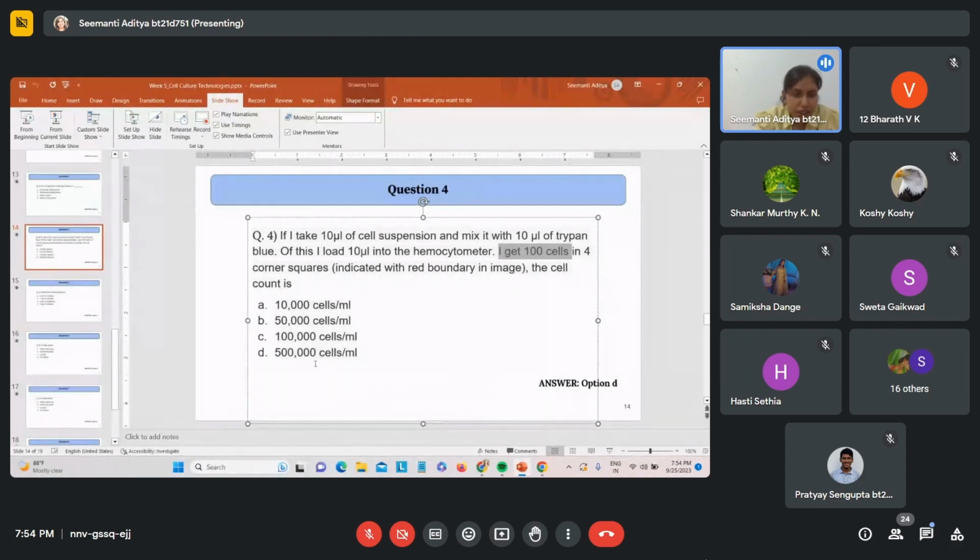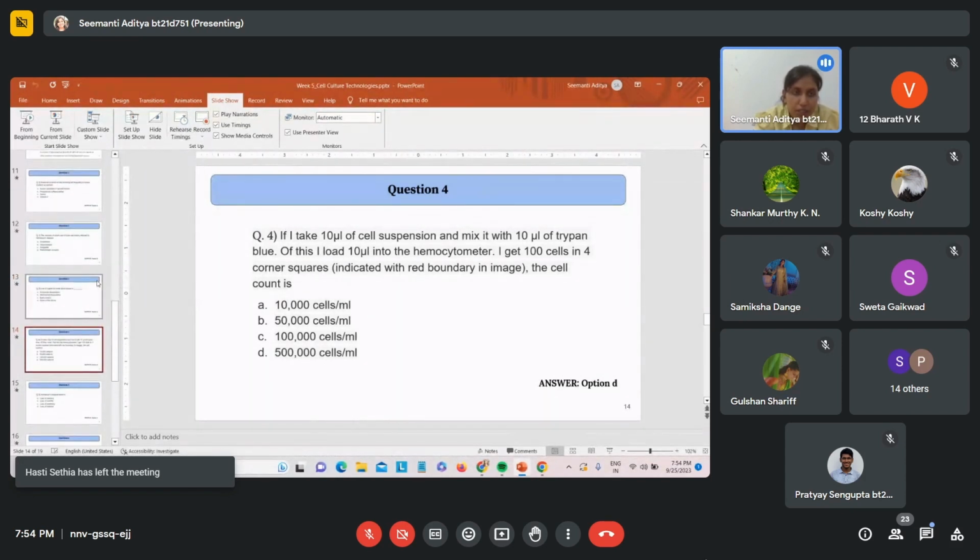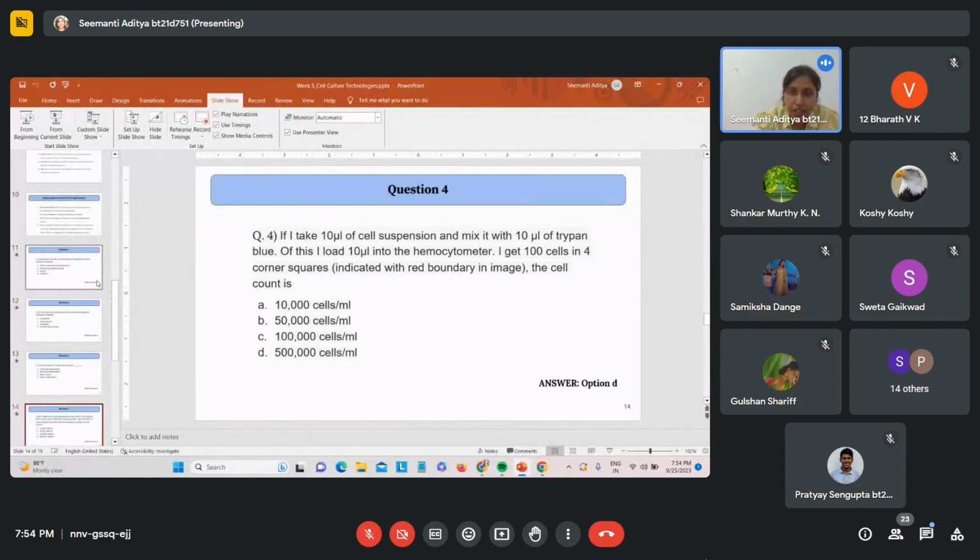So I think I will just go see the question again. Basically, it would mean the cells which are also included in that red boundary. Including those cells, we are getting 100 cells. But the main idea behind it is that we should not count cells which are in the bottom and towards the left, and we can count the cells which are towards the top and towards the right.